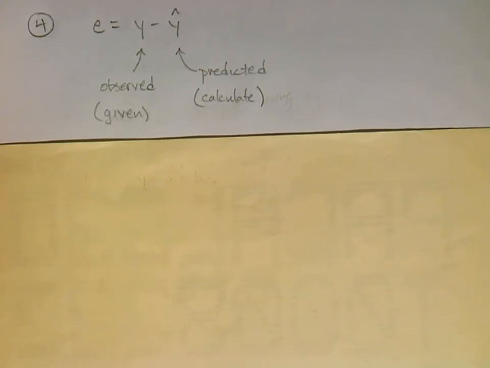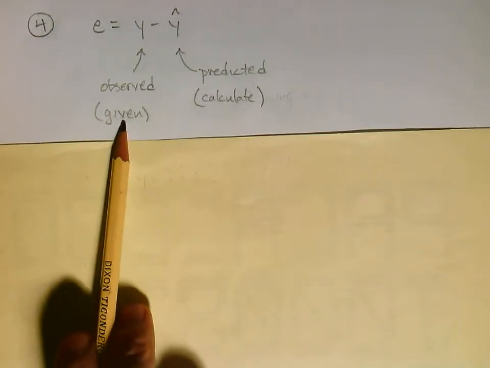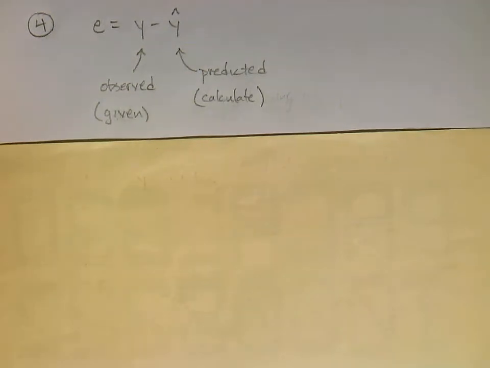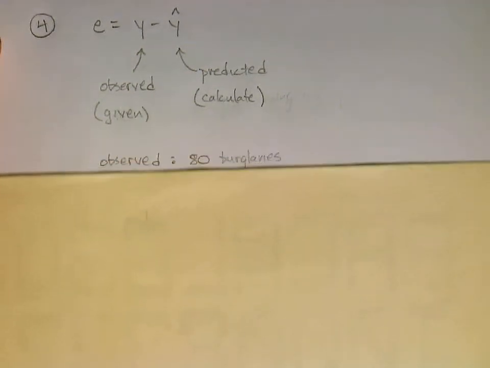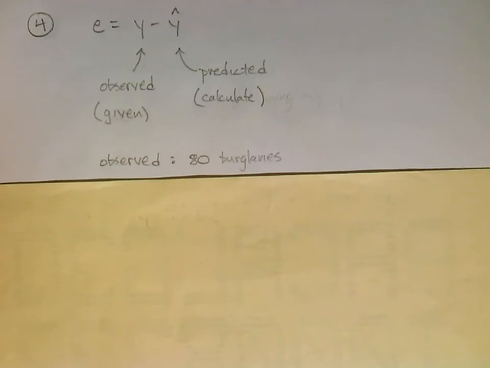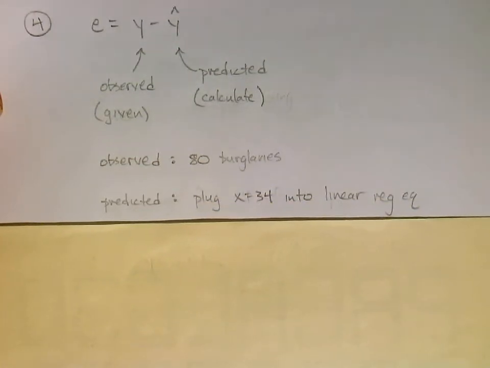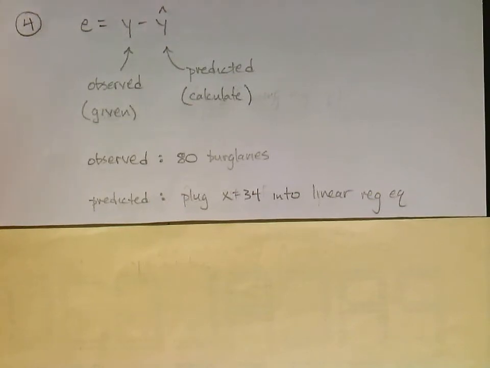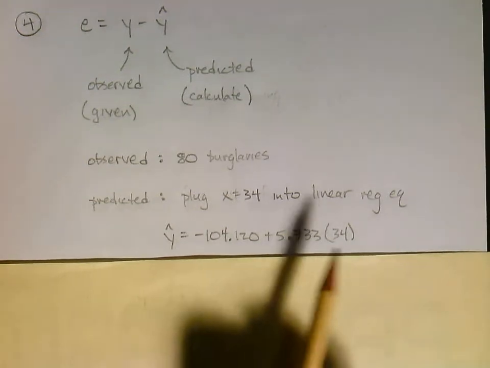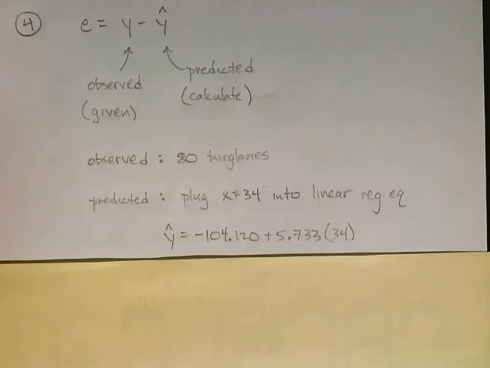So we're going to follow our formula. The given is what we observed. So we observed that college had 80 burglaries. That's data that we collected. What would have been the predicted? If we had predicted the number of burglaries given their enrollment, what would that have told us? So we're going to use our linear regression equation, just like the way we predicted in that previous problem. We're going to plug x equals 34 into that equation. We're going to think of it as equal to y hat, since that's what we're calculating.